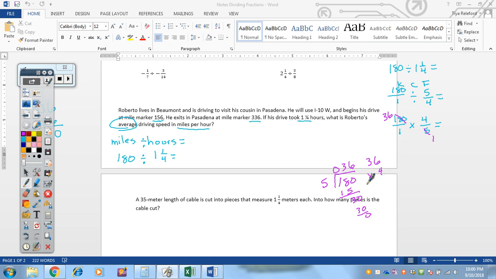Now I'm going to multiply across. 36 times 4. And 1 times 1. Well, holy cow. Roberto is going 144 miles per hour. Seems a little excessive. Doesn't sound very safe. So, you know, slow down, dude.